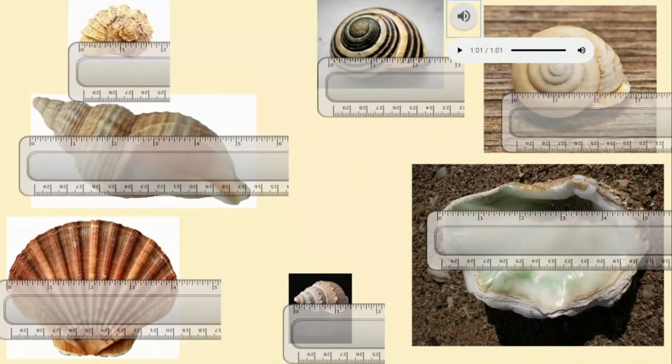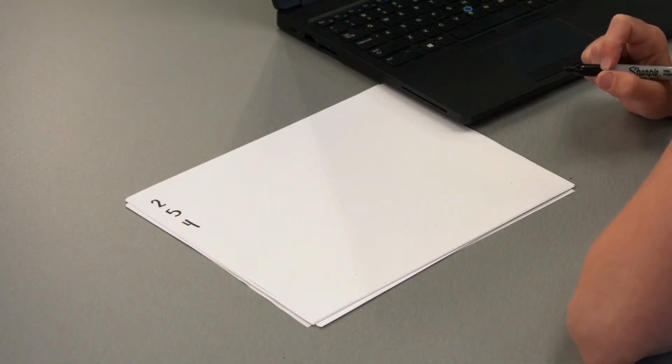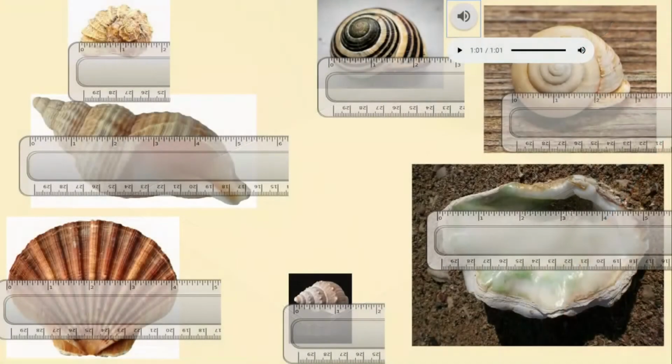For your next shell, you should have said that it is about 5 inches long. And the shell in the bottom left corner is about 4 inches long. Let's go ahead and take a look at the tiny shell next to it. About how long did you say that shell was? Very good. It is about 1 inch long.